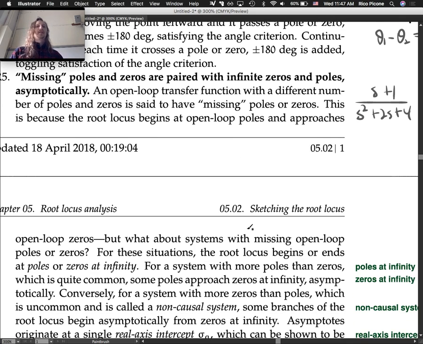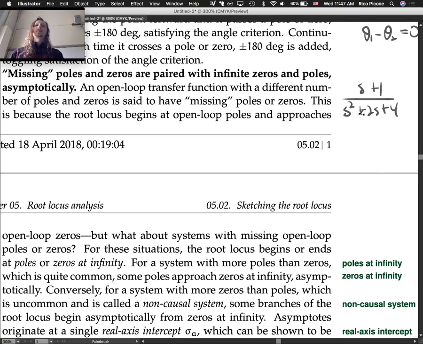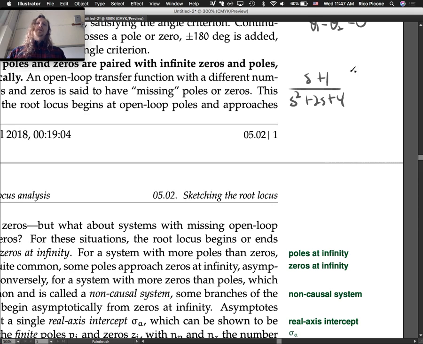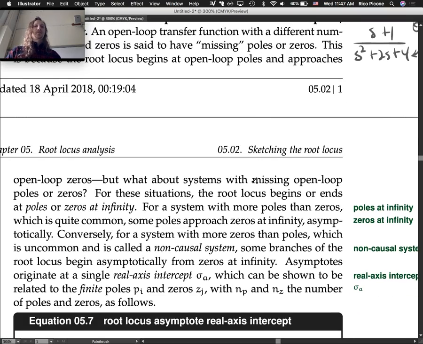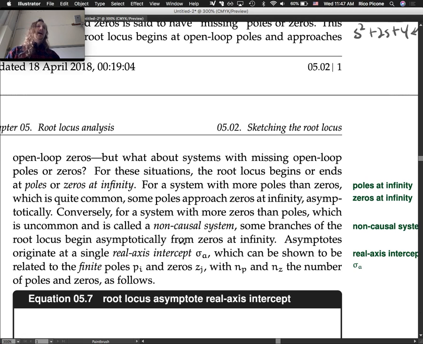This is because the root locus begins at open loop poles and approaches open loop zeros. What about systems with missing open loop poles or zeros? Say this was our open loop transfer function. It's got 2 poles, so we know that the closed loop roots when k equals 0 start there, but they're supposed to end at zeros, and there's only one of them. We've got 2 poles that need to go to zeros, so we have 1 zero that's missing. We call it a missing zero. For these situations, the root locus begins or ends at what we call poles or zeros at infinity.